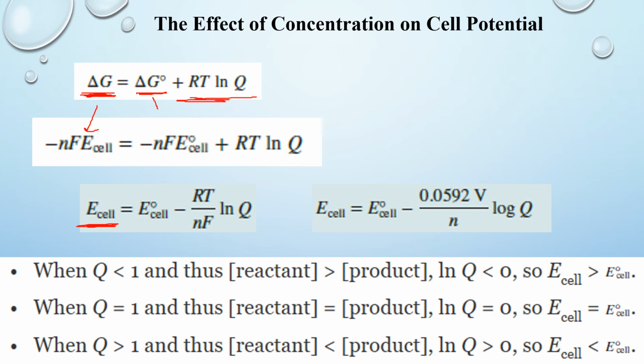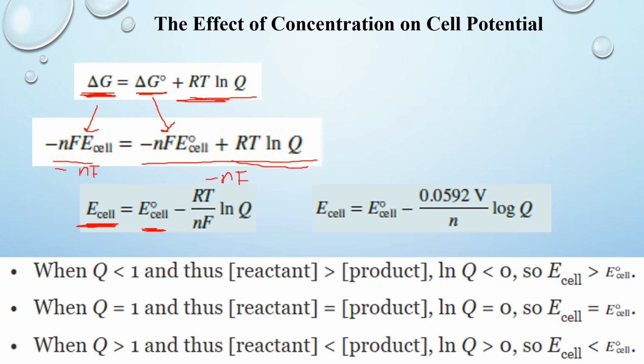So the standard delta G is equal to negative nF standard E cell. So we keep the RT natural log of Q. If we divide negative nF on both sides, on the left-hand side you have E cell, the cell potential at non-standard state, which is equal to standard cell potential minus RT divided by nF times natural log of Q.